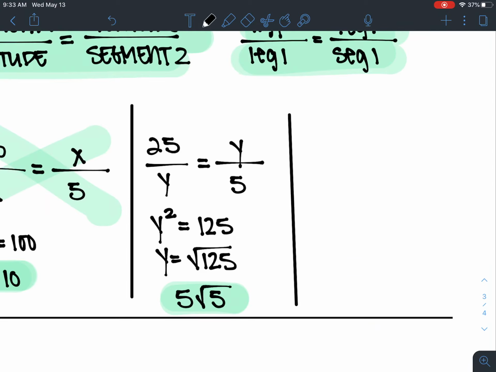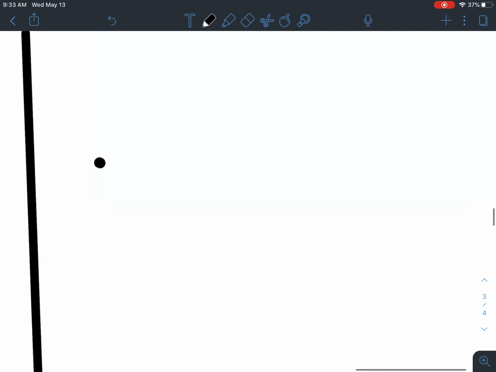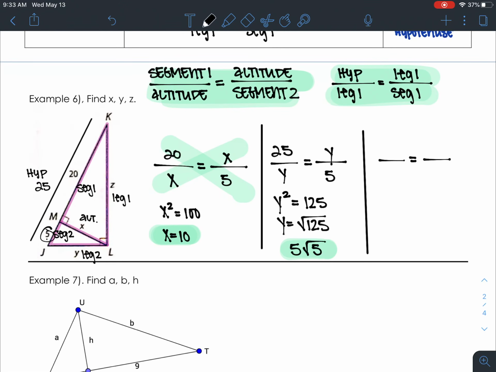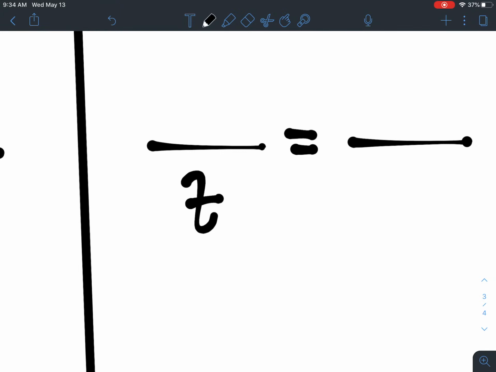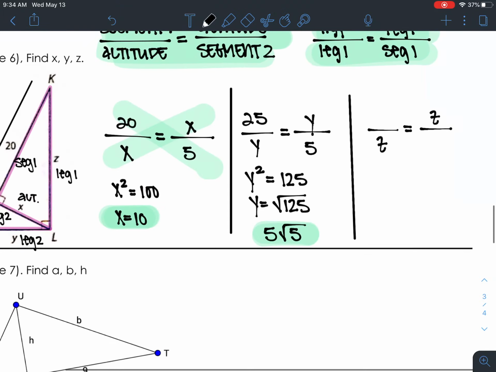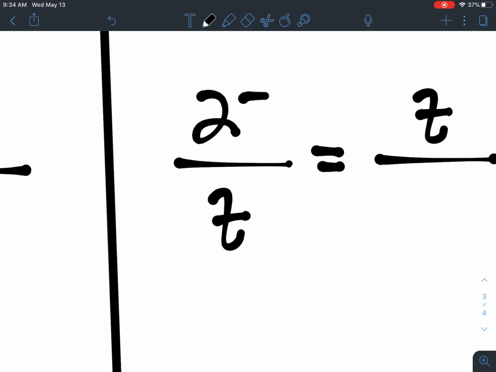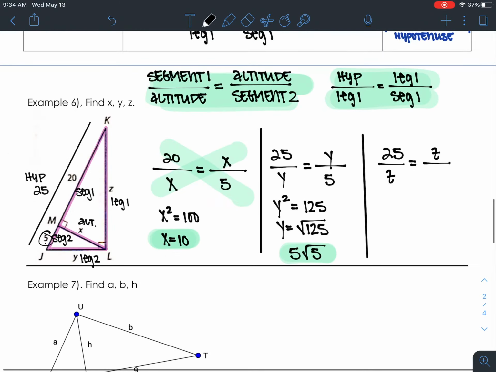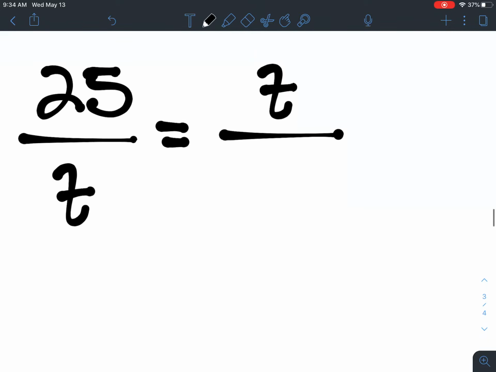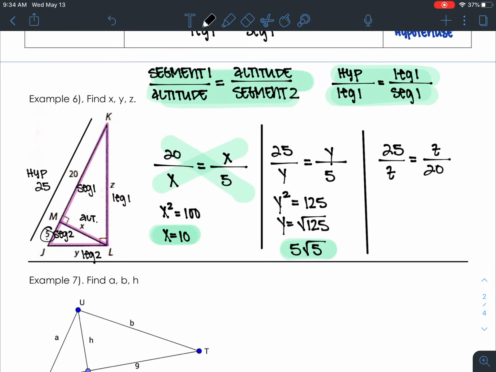So for z, I'm just going to set up a proportion, because we know we're setting up a proportion. Our z is another leg, so which formula are we going to use? We are going to use the leg formula. I'm going to put a z where my legs are. Full hypotenuse is 25. The segment that's closest to the z is 20, because that's segment 1.